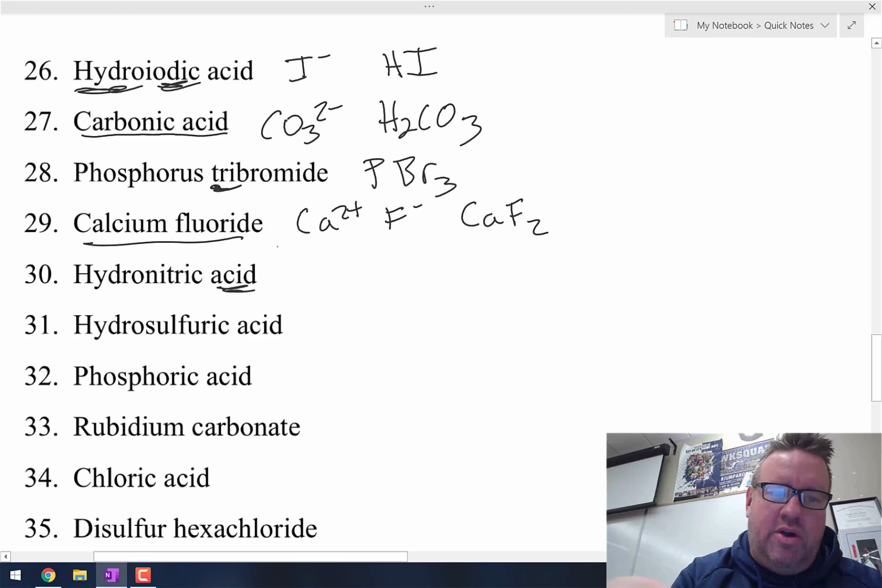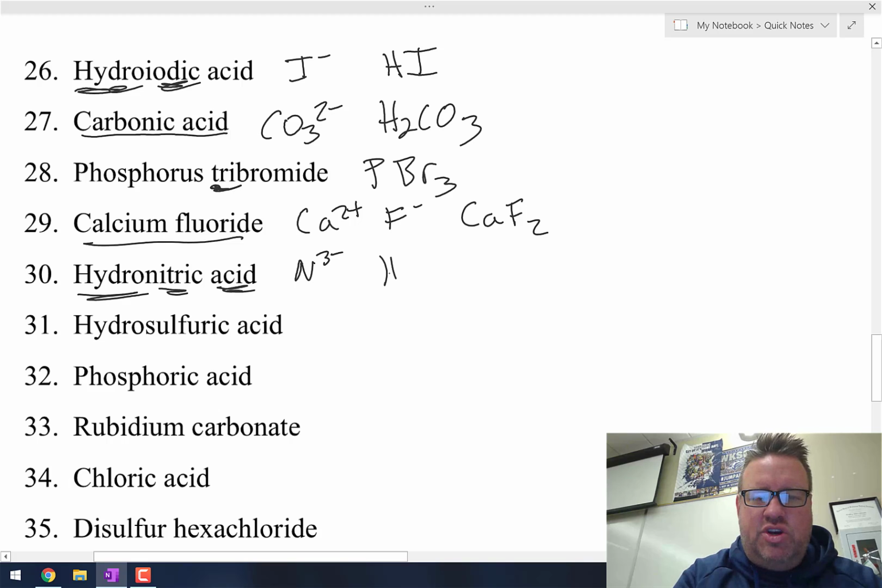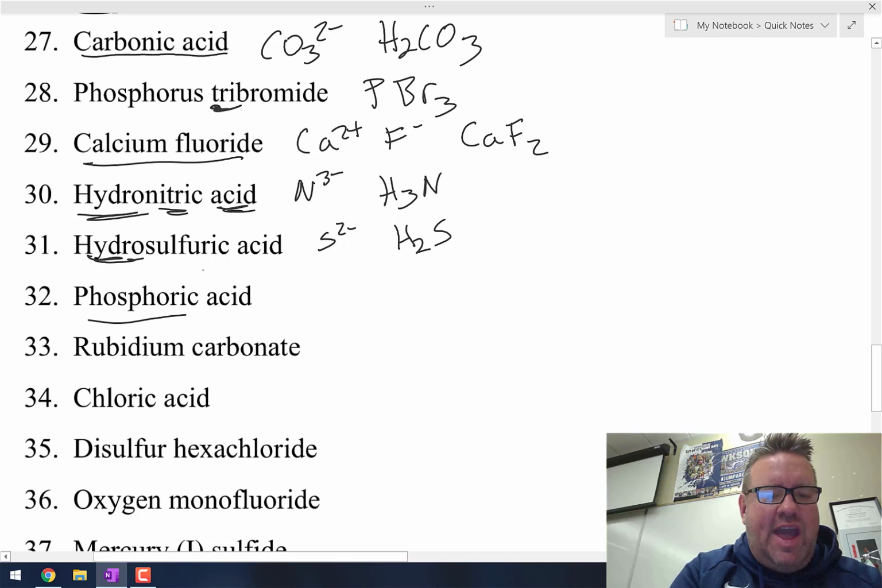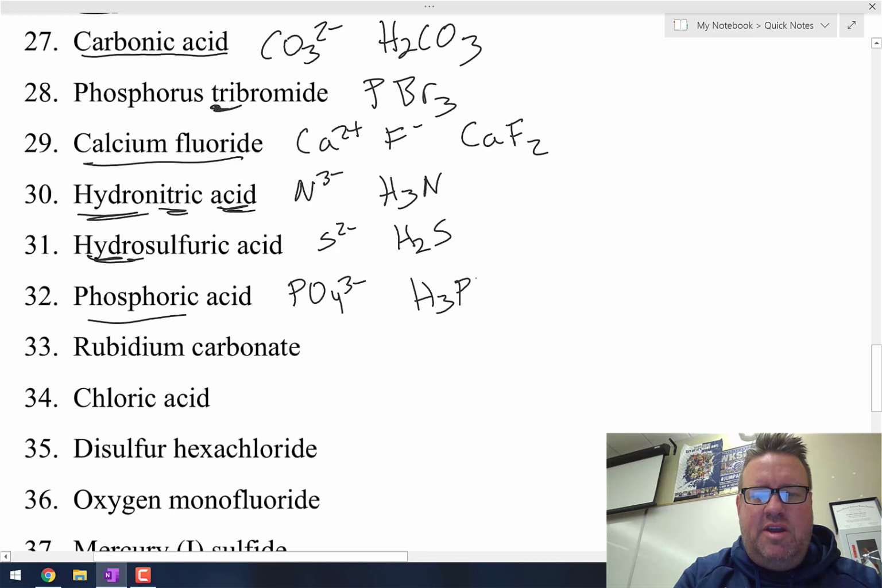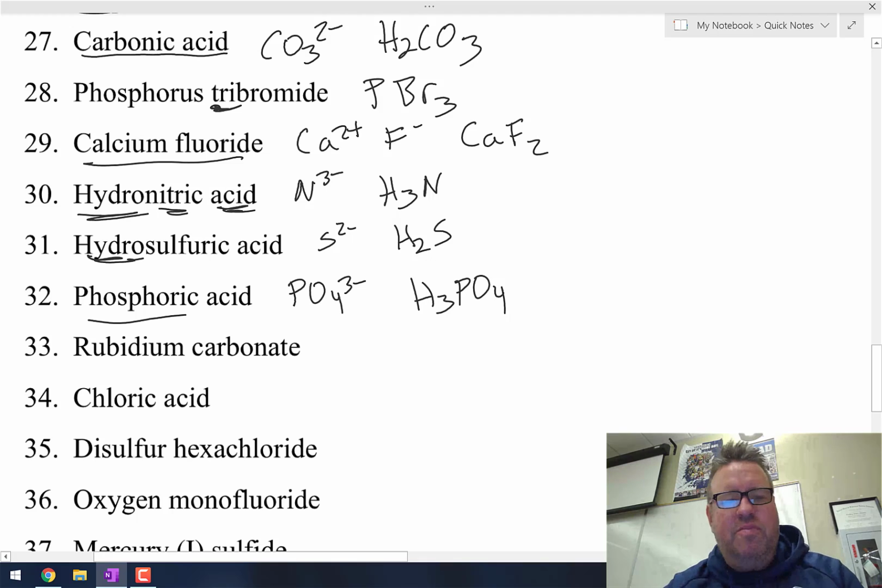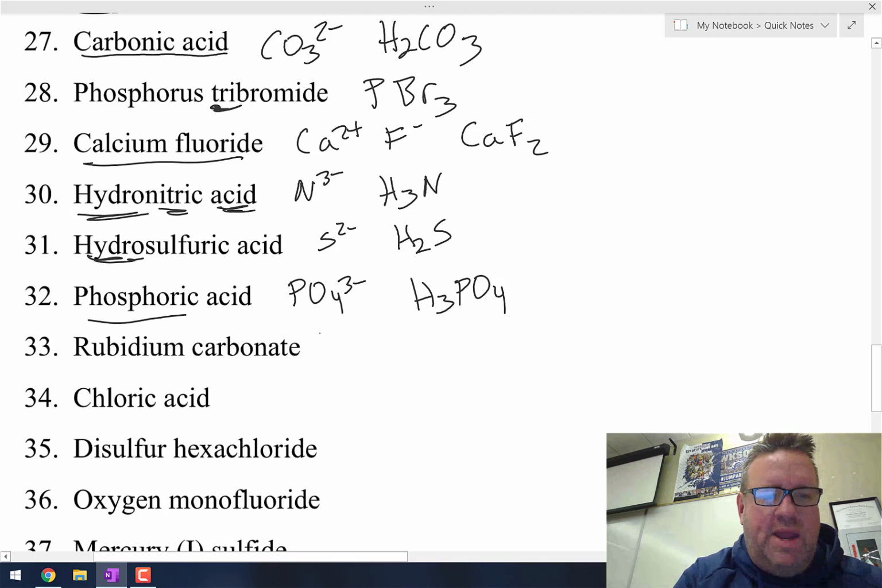Hydronitric acid, so we know it's an acid. It's going to start with H. It has hydro in the front, so no oxygen, so it's just nitrogen, and nitrogen has a -3 charge, so it's H3N. And then same thing here, hydrosulfuric acid. Sulfur has a -2 charge though, so it's just H2S. With phosphoric acid, no hydro in the front, so we know that that has to have oxygens in it, so that comes from phosphate. So phosphate is PO4 3-, so that becomes H3PO4.